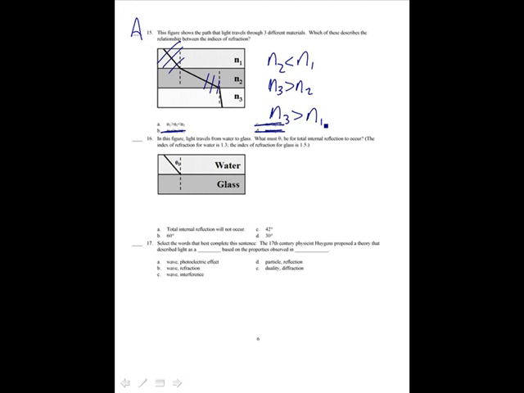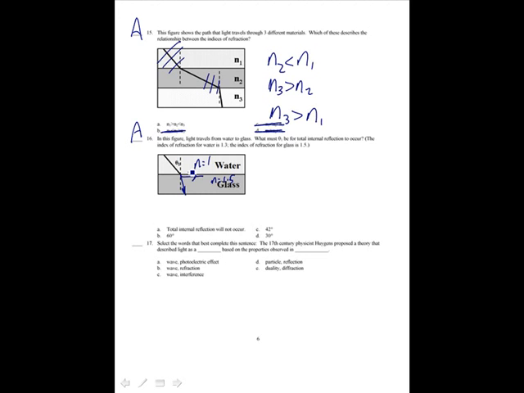In this figure, light travels from water to glass. What must theta 1 be for the total internal reflection to occur? In this case, I'm moving from a low index, that is n equal to 1, to n equal to 1.5. And that means that the ray is going to move towards the normal. So total internal reflection, which is when it moves completely away from the normal, will never occur in this situation.